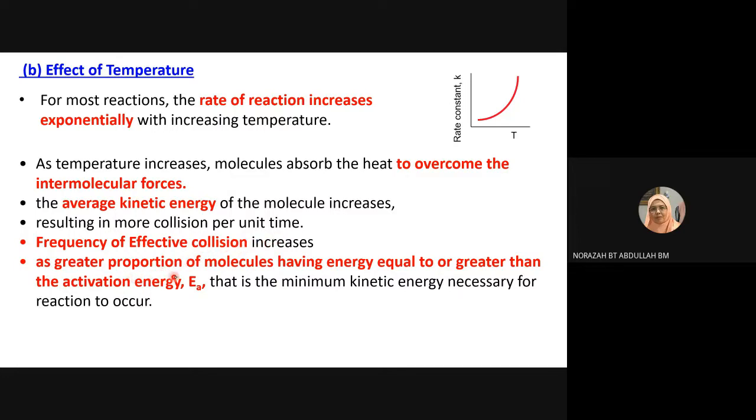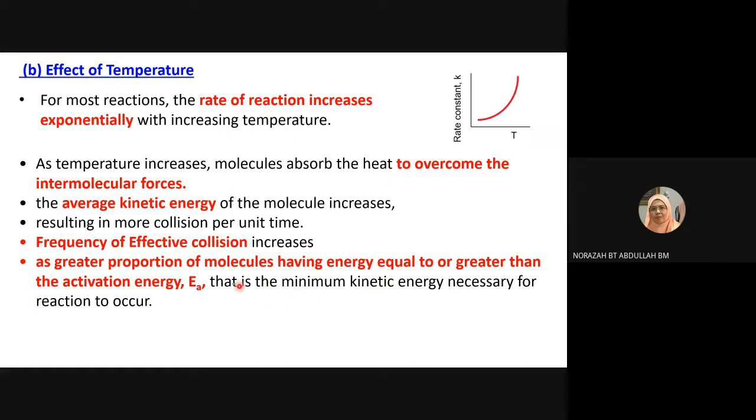So there will be more proportion of molecules that have energy equal to or greater than the activation energy. As kinetic energy of particles increases, average kinetic energy increases. So the particles would have energy equal to or greater than the activation energy. The particles have sufficient energy for reaction to occur. That is the minimum kinetic energy. Ea itu adalah minimum kinetic energy necessary for reaction to occur.